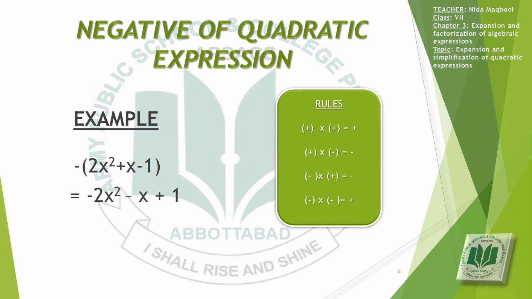There are certain rules of multiplication in which if two positive numbers are being multiplied, their product would be positive. If two negative terms are being multiplied, their product would again be positive. But if we are multiplying one positive and one negative term, their product would be negative.